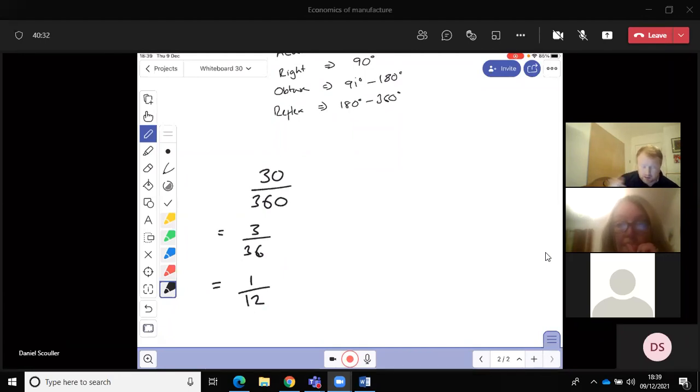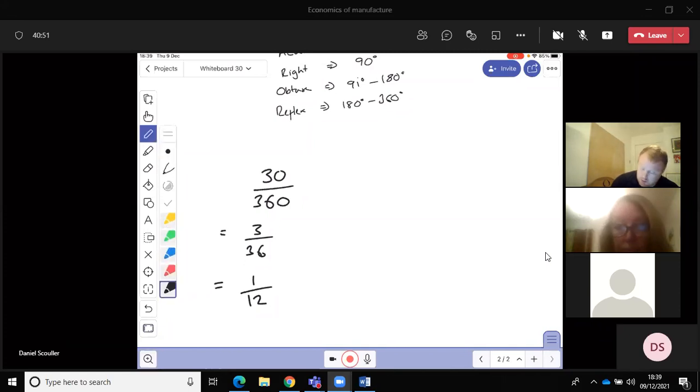So let's keep building up. It will usually be something that you're able to divide by 30 or 45. So 45 divided by 360 simplifies down to 1/8.